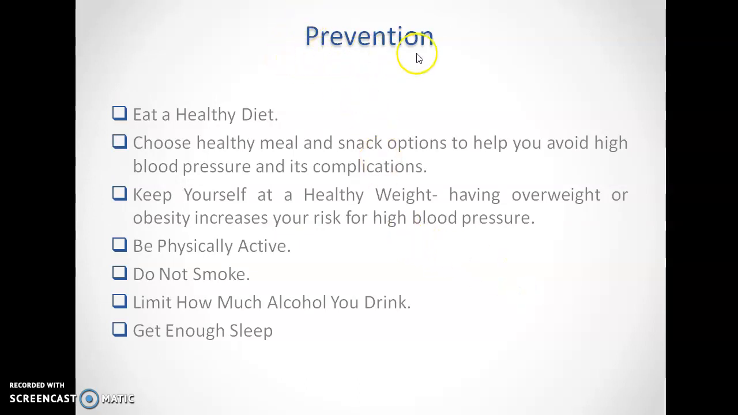So there are various preventive measures for hypertension. First is eat a healthy diet. Choose healthy meal and snack options to help you avoid high blood pressure and its complications. Keep yourself at a healthy weight. Having overweight or obesity increases your risk for high blood pressure. Be physically active. Do not smoke. Limit how much alcohol you drink and get enough sleep.